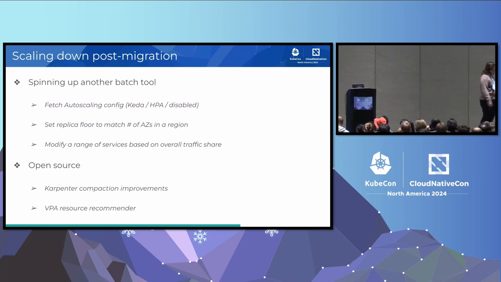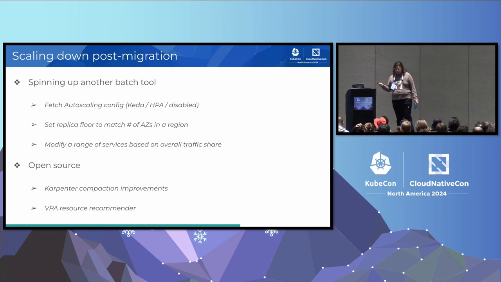A couple of the other things that we did: we operate in approximately 3 availability zones, and we provision our node groups into those availability zones. And so for services that maybe only had three pods before, we wanted to make sure we set that as the floor for both clusters, so that if any availability zone experienced an outage, a new node group in a nearby availability zone could pick up that workload and continue scaling the service forward.